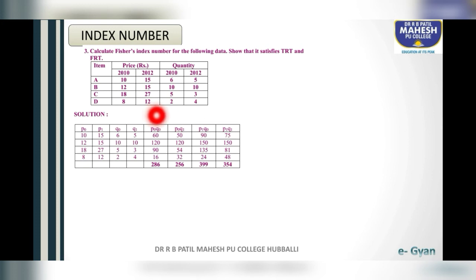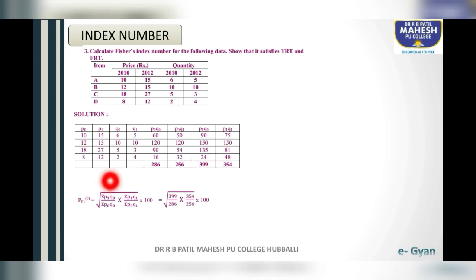After adding these values, summation P0 Q0 total is 286. Summation P0 Q1 total is 256. Summation P1 Q0 total is 399. Summation P1 Q1 total is 354. Okay, students. First you find Fisher's price index number. You know Fisher's price index number formula. Okay. So now you substitute the values.